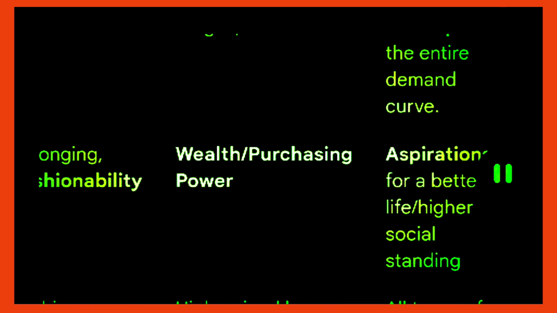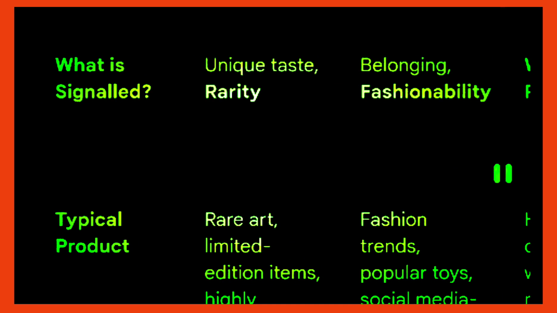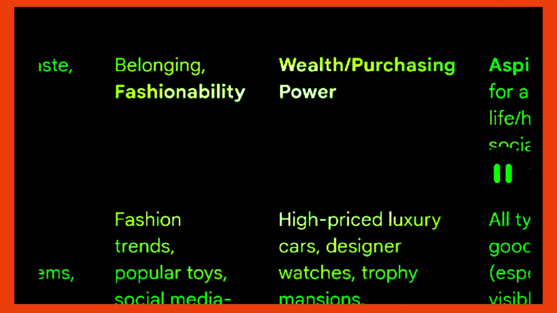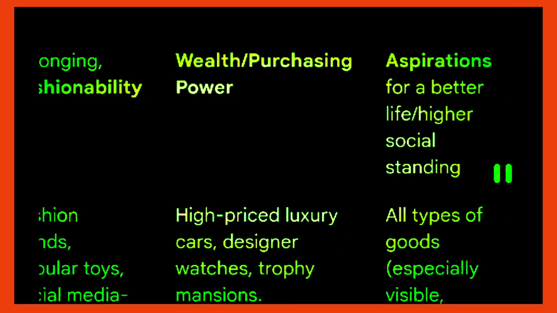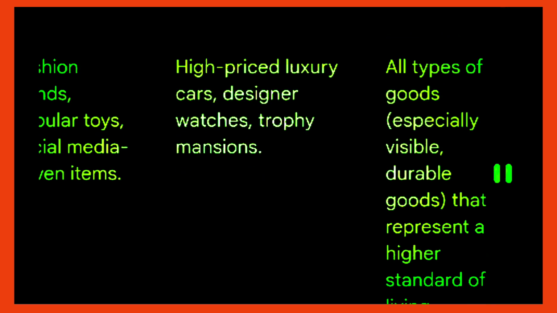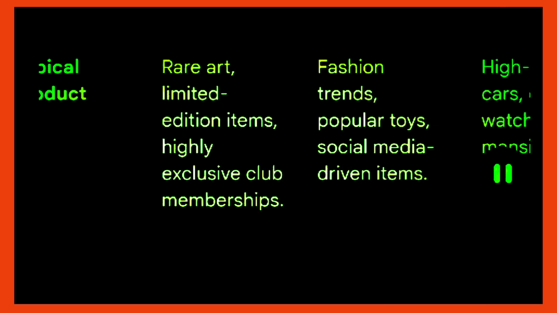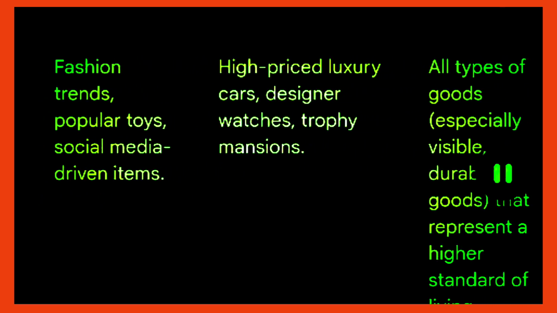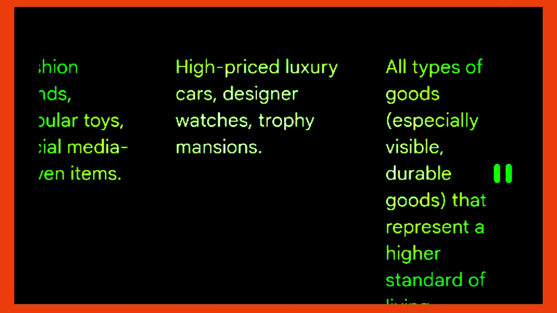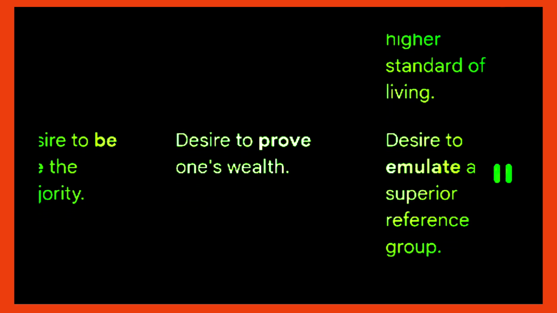What is signaled? Unique taste, rarity; belonging, fashionability; wealth, purchasing power; aspirations for a better life, higher social standing. Typical product: rare art, limited edition items, highly exclusive club memberships; fashion trends, popular toys, social media-driven items; high-priced luxury cars, designer watches, trophy mansions; all types of goods, especially visible, durable goods, that represent a higher standard of living.